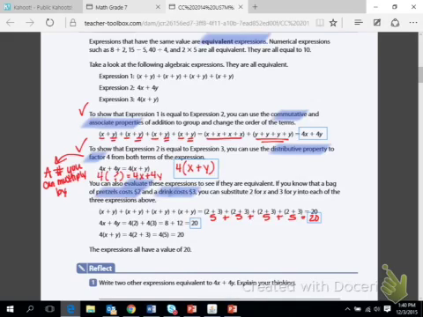In the third expression, we would substitute again 2 for x and 3 for y, so our expression would now look like 4 times (2 plus 3). Our order of operations tells us that we would simplify inside those parentheses first to get 4 times 5, and 4 times 5 would give us 20.